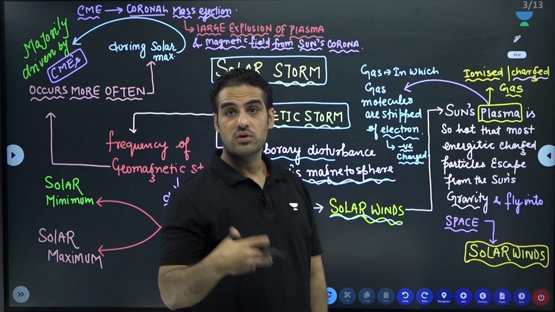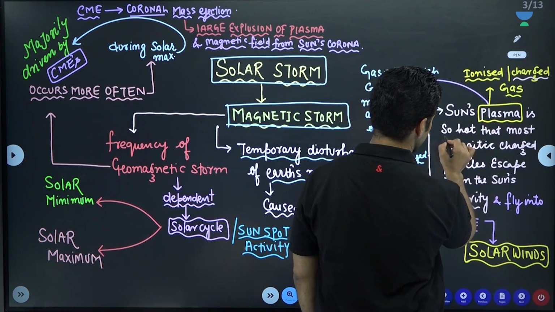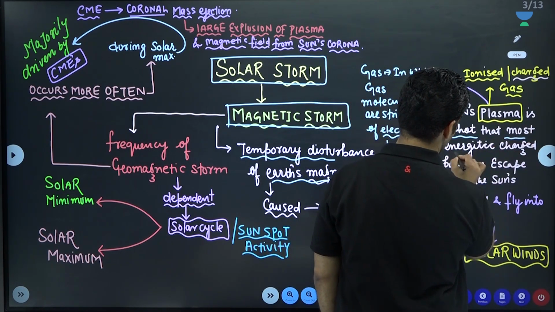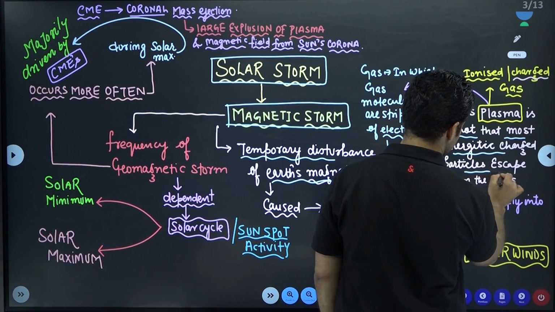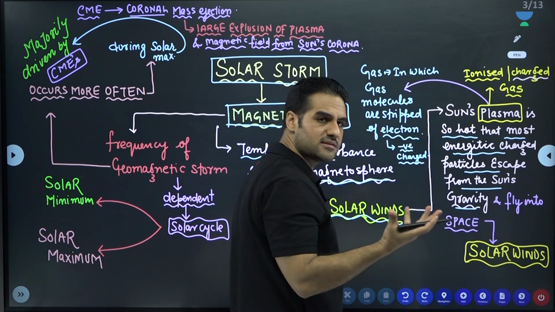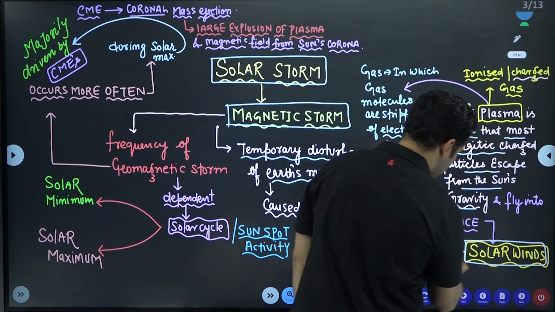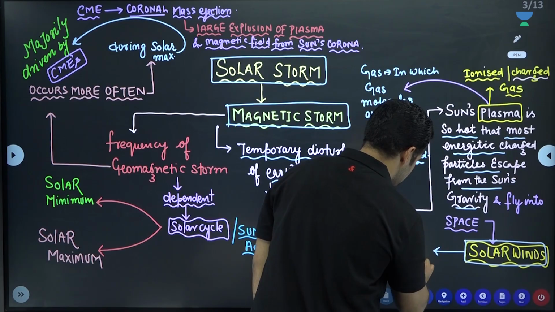Now we need to understand what solar winds are. See how they are interlinked. The Sun's plasma is so hot that the most energetic charged particles escape from the Sun's gravity and fly into space. They are called solar winds, or we can also call them solar flares.